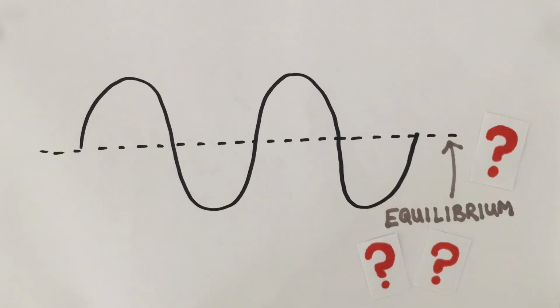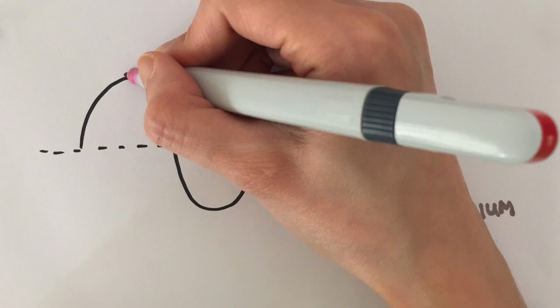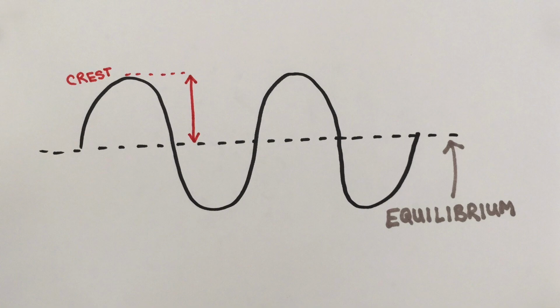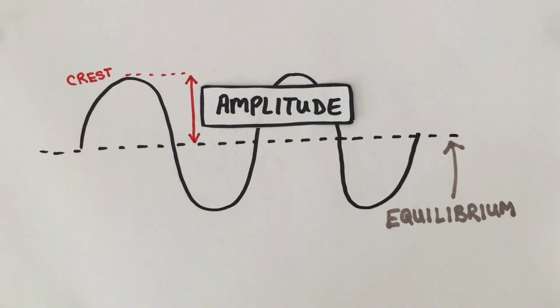If we draw a vertical line from the equilibrium to the crest, we are marking the amplitude. This is the maximum displacement a particle can make from its equilibrium position.